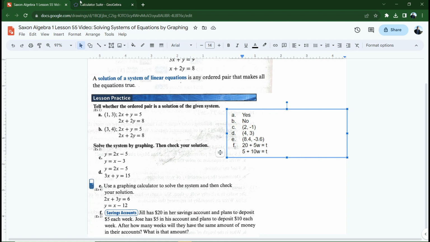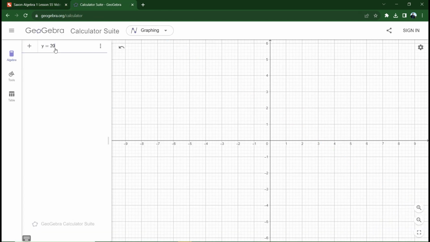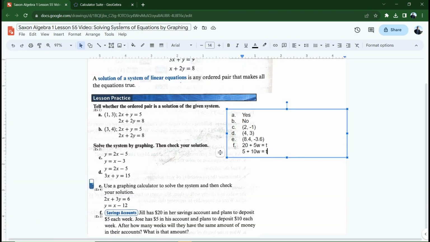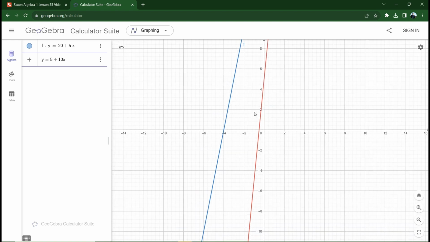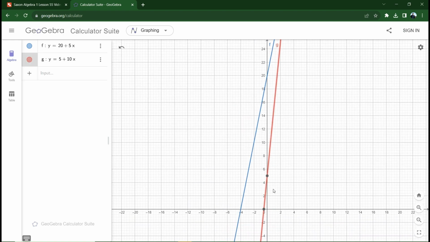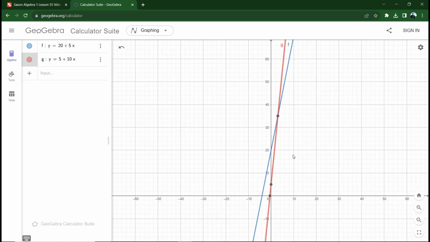All right, well, I can plug both of these. 20 plus 5w equals t. Y equals 20 plus 5x. There we go. And then my other equation, y equals 5 plus 10x. I thought that GeoGebra would allow me to use anything for my variables, but apparently it's restrictive. Okay, now I'm way off the graph here, so I need to zoom out.